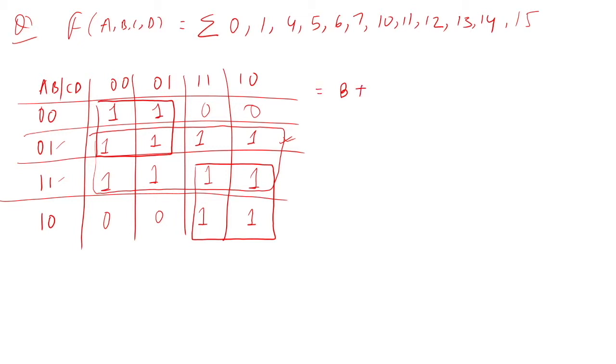Now for this box, we are having A bar as common and C bar is common. Here we can see C bar is common and D is not common. And for this we are having A common, and here as we can see C is common. So this is the simplified form for this Karnaugh map.